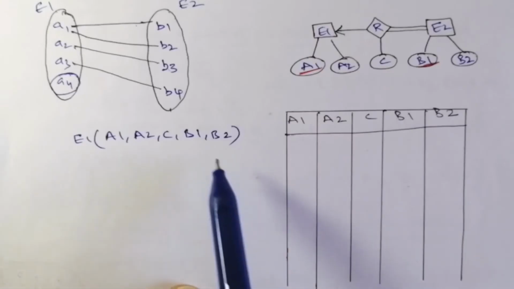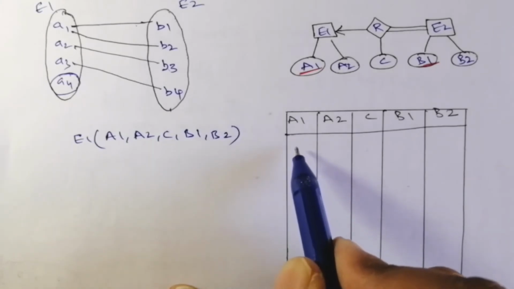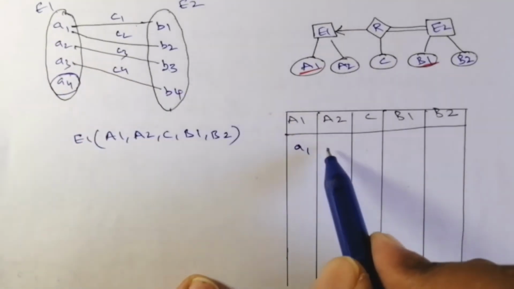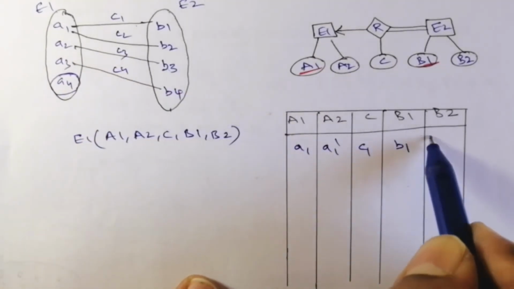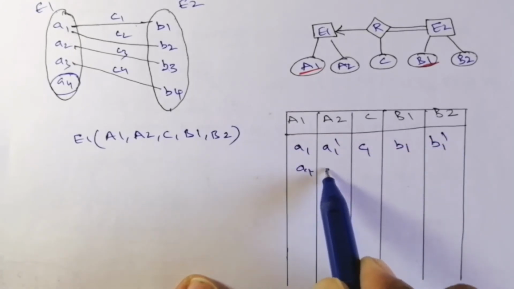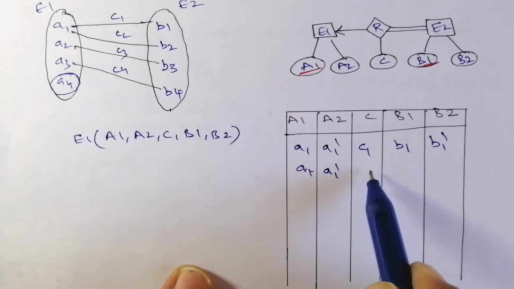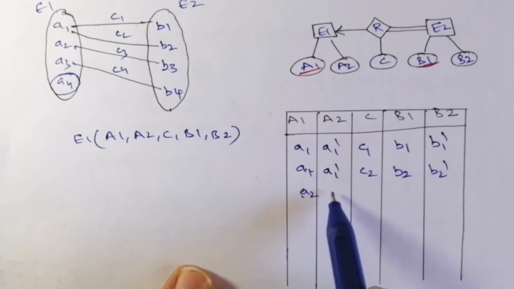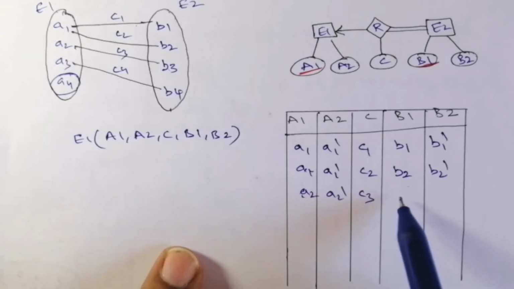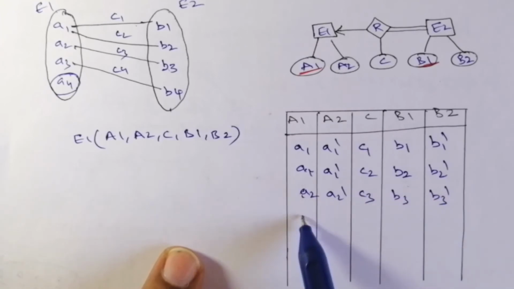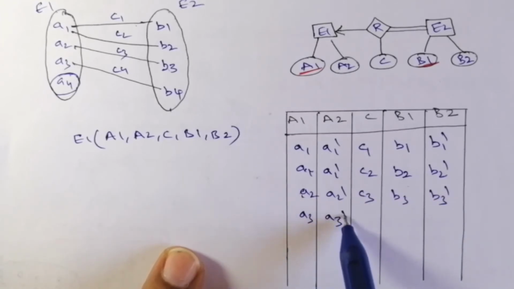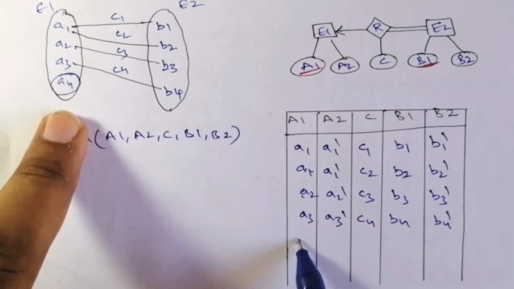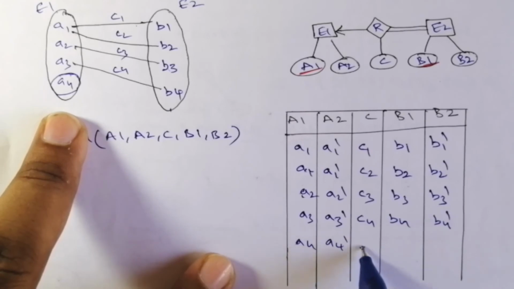If you take A1, then C1, C2, C3, C4. So A1, A1 dash, C1, B1, B1 dash. Next A1, A1 dash and C2, B2, B2 dash. Next A2, then A2 dash, C3, B3, B3 dash. Next A3, A3 dash, then C4, B4, B4 dash. Then left over is A4. A4, A4 dash, null, null, null.